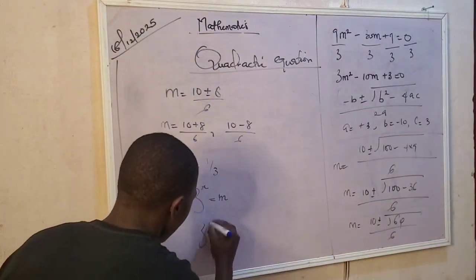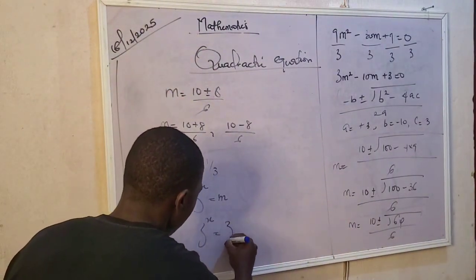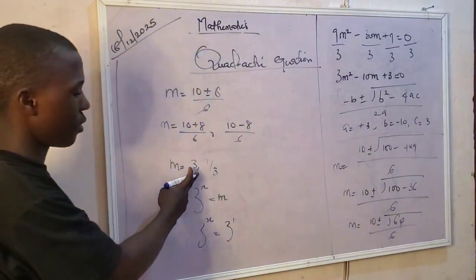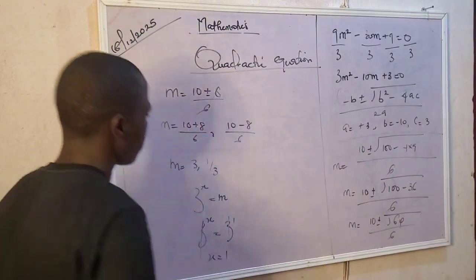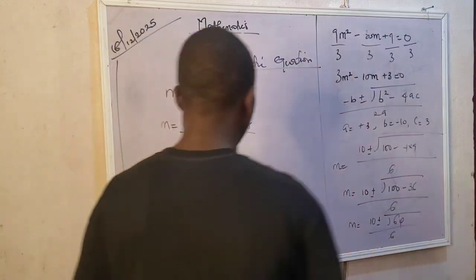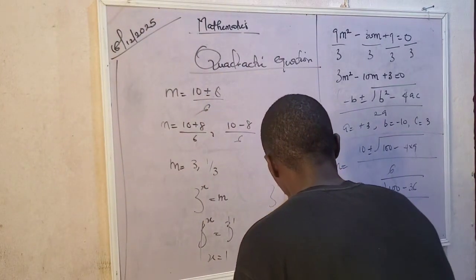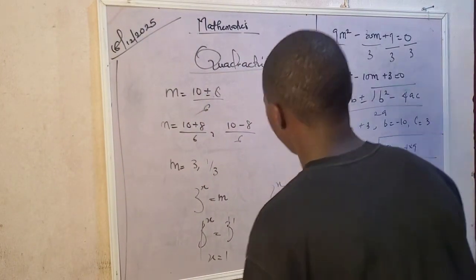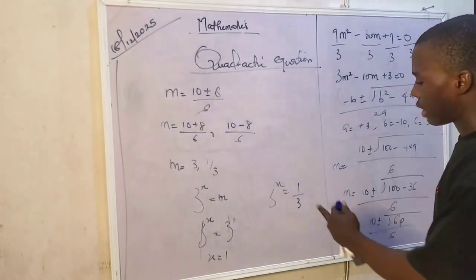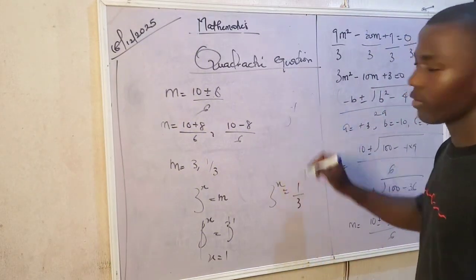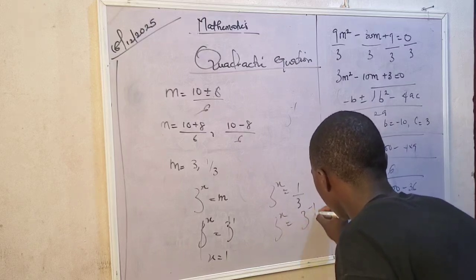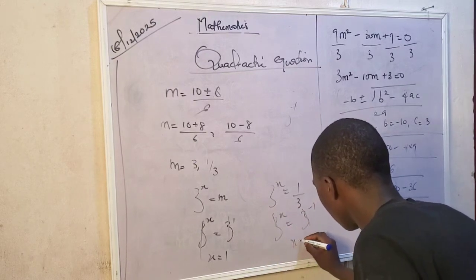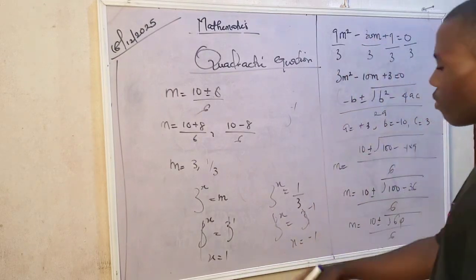This becomes 3 to the power of x equals 3, using the value of m when m was 3. So x becomes 1. Or we can also use the other one: 3 to the power of x equals 1 over 3. But I know that 1 over 3 can still be written as 3 to the power of negative 1. So this becomes 3 to the power of x equals 3 to the power of negative 1, and x becomes negative 1.